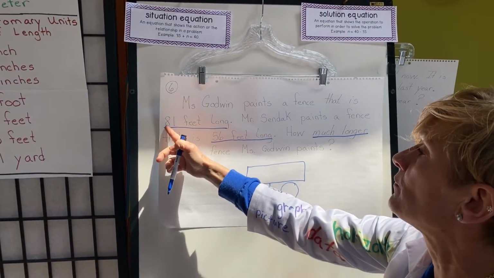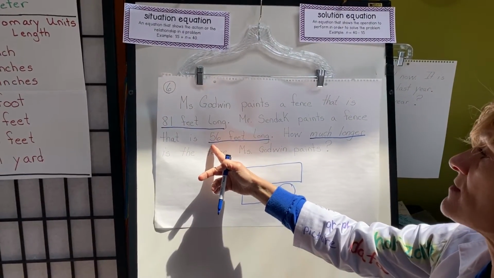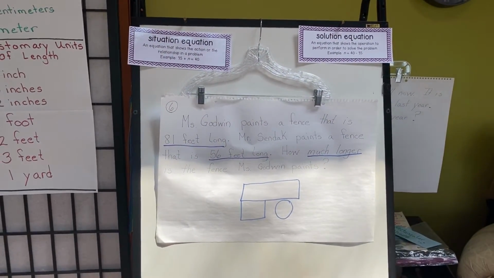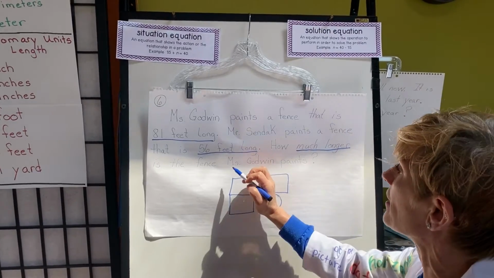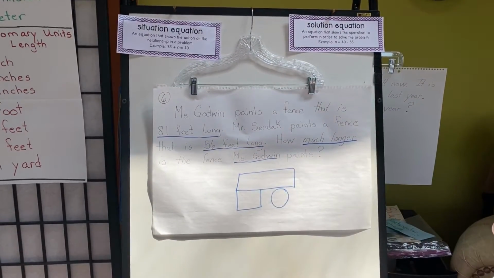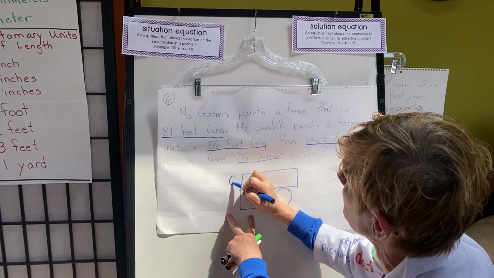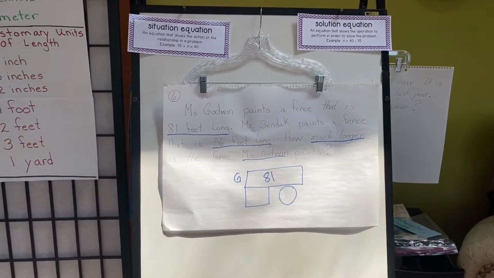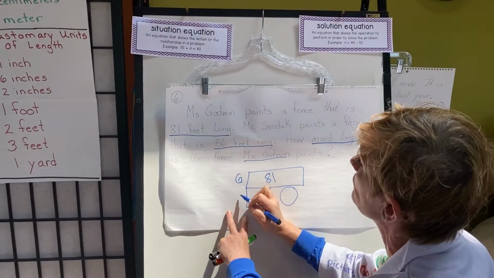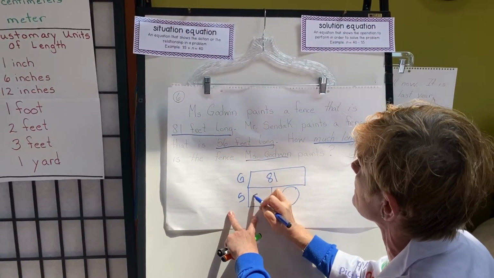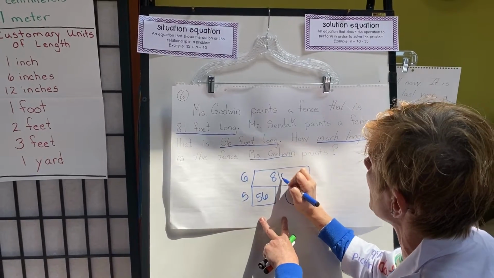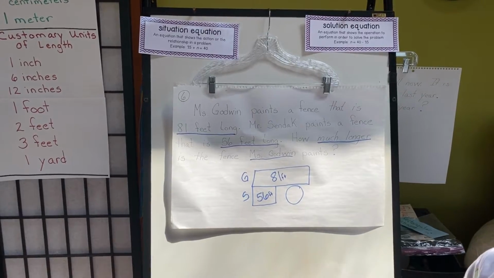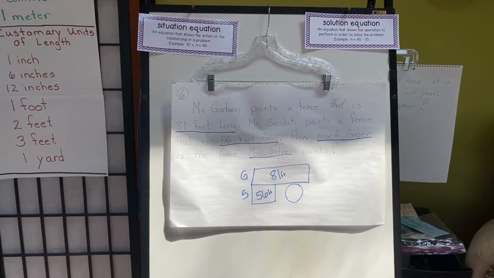Ms. Goodwin, we can tell she has 8 tens. Mr. Sendak has 5 tens. Automatically, 81 is greater. So we're going to compare them. We want to know how much longer Ms. Goodwin paints her fence. Let's see. I'm going to put a G for her because she has the greater amount. I know that. And Mr. Sendak, he has the fewer. He has 56. And I could even put an FT here, short for feet, if I want to remind myself that we're talking about feet and not popsicles or Pop-Tarts.